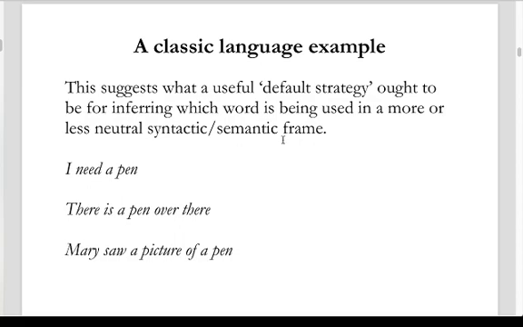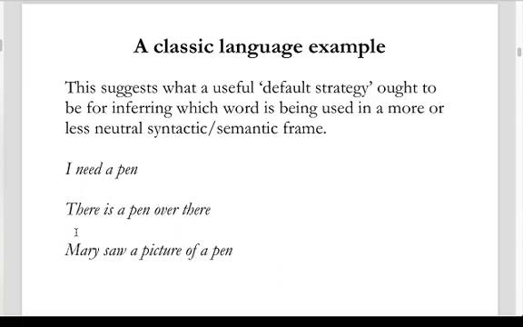That suggests what a useful default strategy should be for inferring which word is being used in neutral syntactic and semantic frames. These are frames that don't particularly bias you one way or the other. There's nothing about farms or writing implements in these sentences, so there's no real meaningful reason to pick one over the other. But there's a default strategy here, which is that any given instance of these three letters, or these three phonemes, is just 7 times as likely to be a writing implement as it is to be an animal enclosure. So, "I need a pen." What are you going to infer about that? Probably a writing implement, even though there's nothing about needing that biases this one way or another.